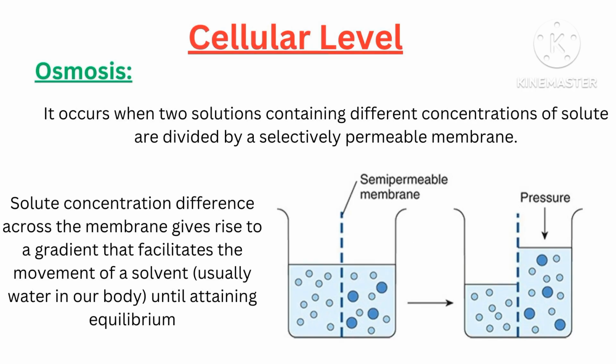Cellular level osmosis occurs when two solutions containing different concentrations of solute are divided by a selectively permeable membrane. In the human body, this selectively permeable membrane may be the cellular membrane, in the case of intracellular fluid, or may be a membrane lining your body cavity composed of cells, in the case of extravascular fluid. The solute concentration difference across the membrane gives rise to a gradient that facilitates the movement of a solvent, usually water in our body, until attaining equilibrium.